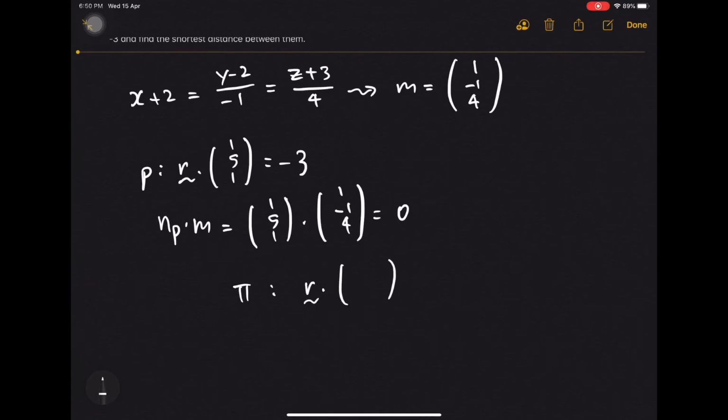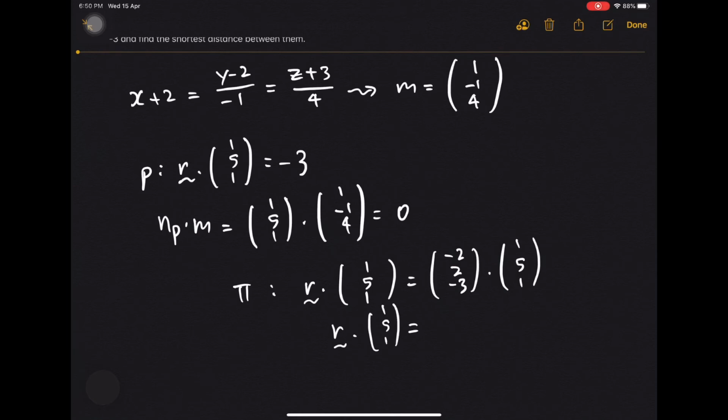So we have the normal to be 1, 5, 1, and we need a point on the line, which is negative 2, 2 and negative 3, and then we're going to scalar product with my normal. So we're going to solve whatever is on my right hand side, and if you solve this, you get 5. So this is the plane. I'm going to use this to find the shortest distance between them. It's the same thing as what we do to find the shortest distance between two parallel planes.